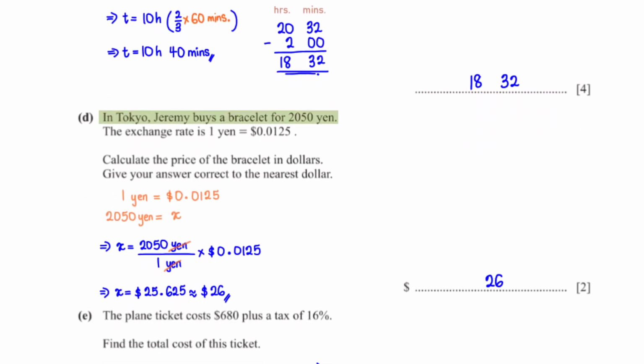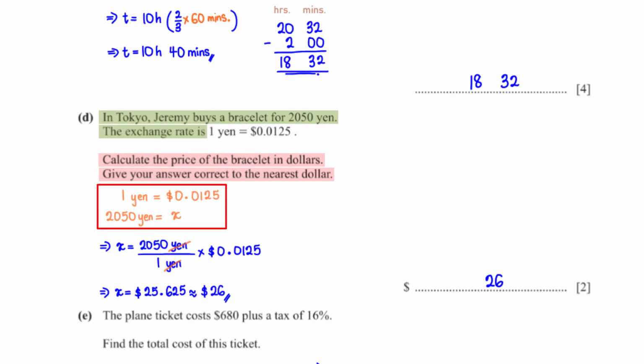In Tokyo, Jeremy buys a bracelet for 2,050 yen. The exchange rate is 1 yen equals $0.0125. Calculate the price of the bracelet in dollars. Give your answer correct to the nearest dollar.